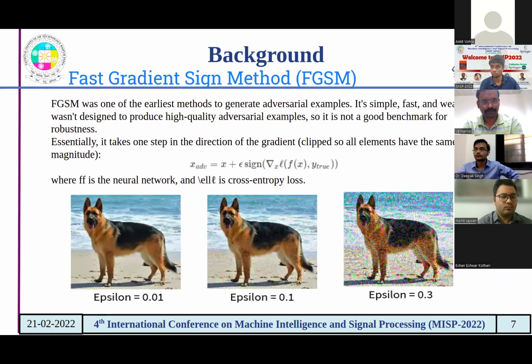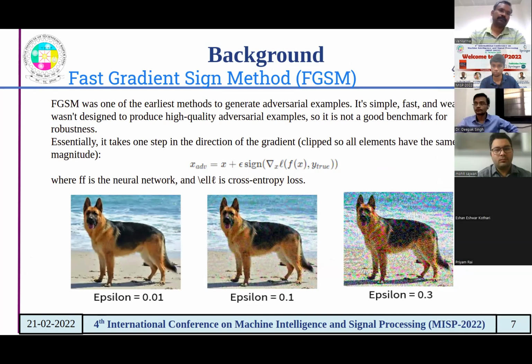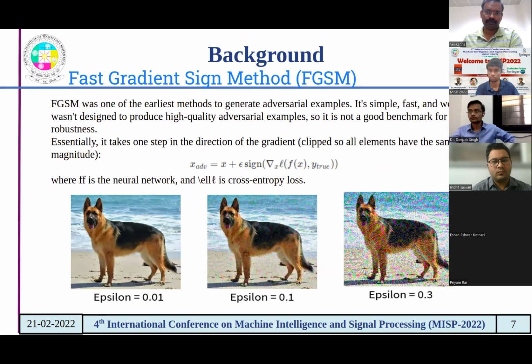On the background work, I'll talk about the different kinds of attacks which people are using nowadays. The first one is the fast gradient sign method, in which the model gradient is used to generate the noise, and that noise is superimposed on the original image. You can see three images with different epsilon values. As the epsilon value keeps increasing, the image is more distorted and the noise is very evident. Hence, it's easy for models to identify whether it's an adversarial sample. And models won't be able to identify these images as a dog breed.